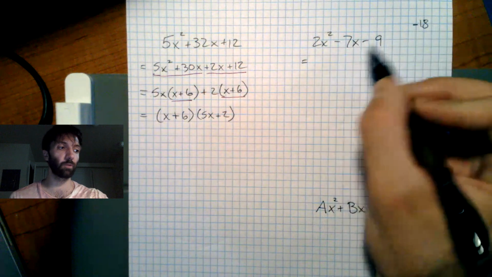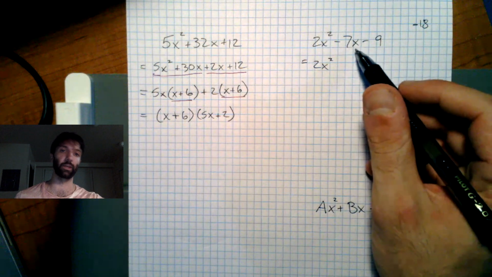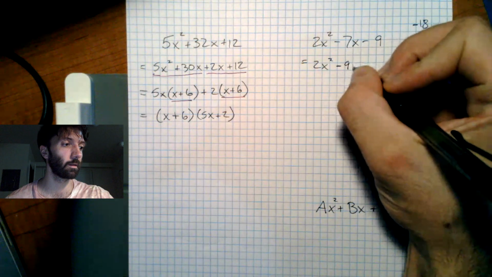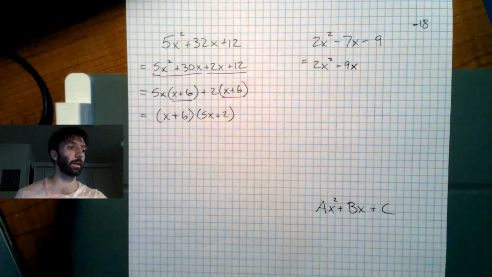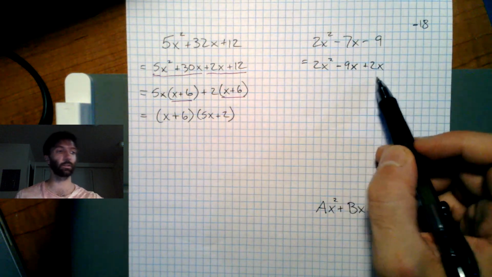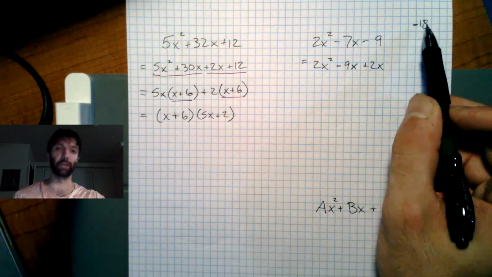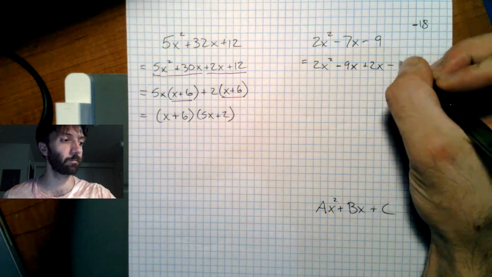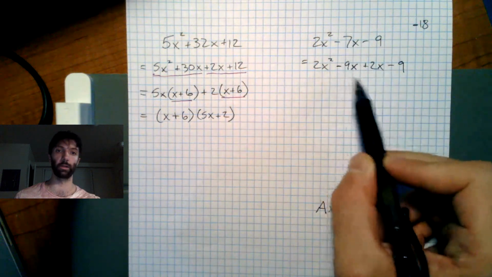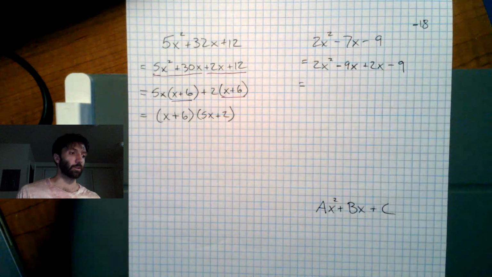All right, so I'm going to rewrite this trinomial, except I'm going to replace the -7x with a -9x and a positive 2x. Because again, -9x plus 2x gives me the -7x, and -9 times 2 gives me -18. Okay, so I've just replaced the -7x with these two here. All right, and now I'm going to treat this as 2 separate groups.